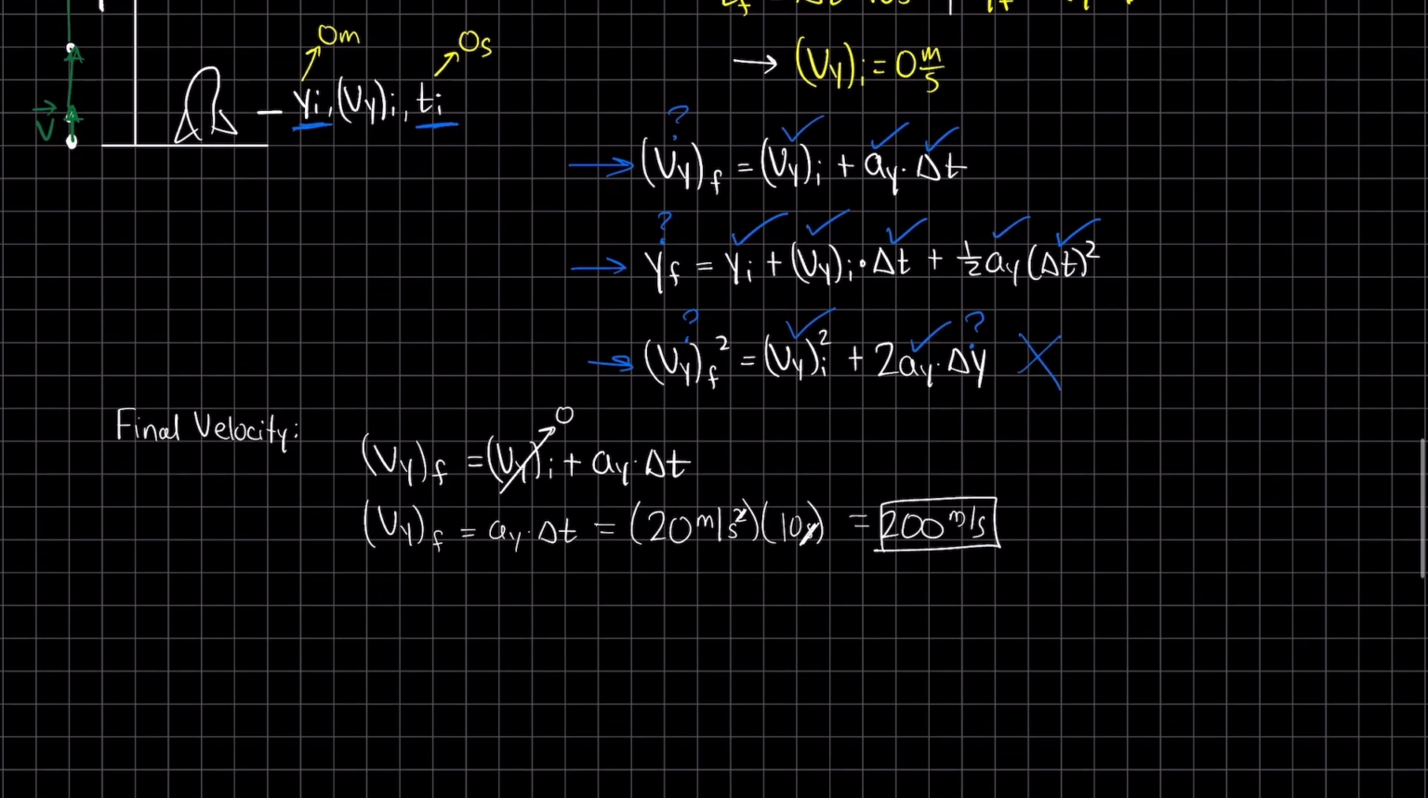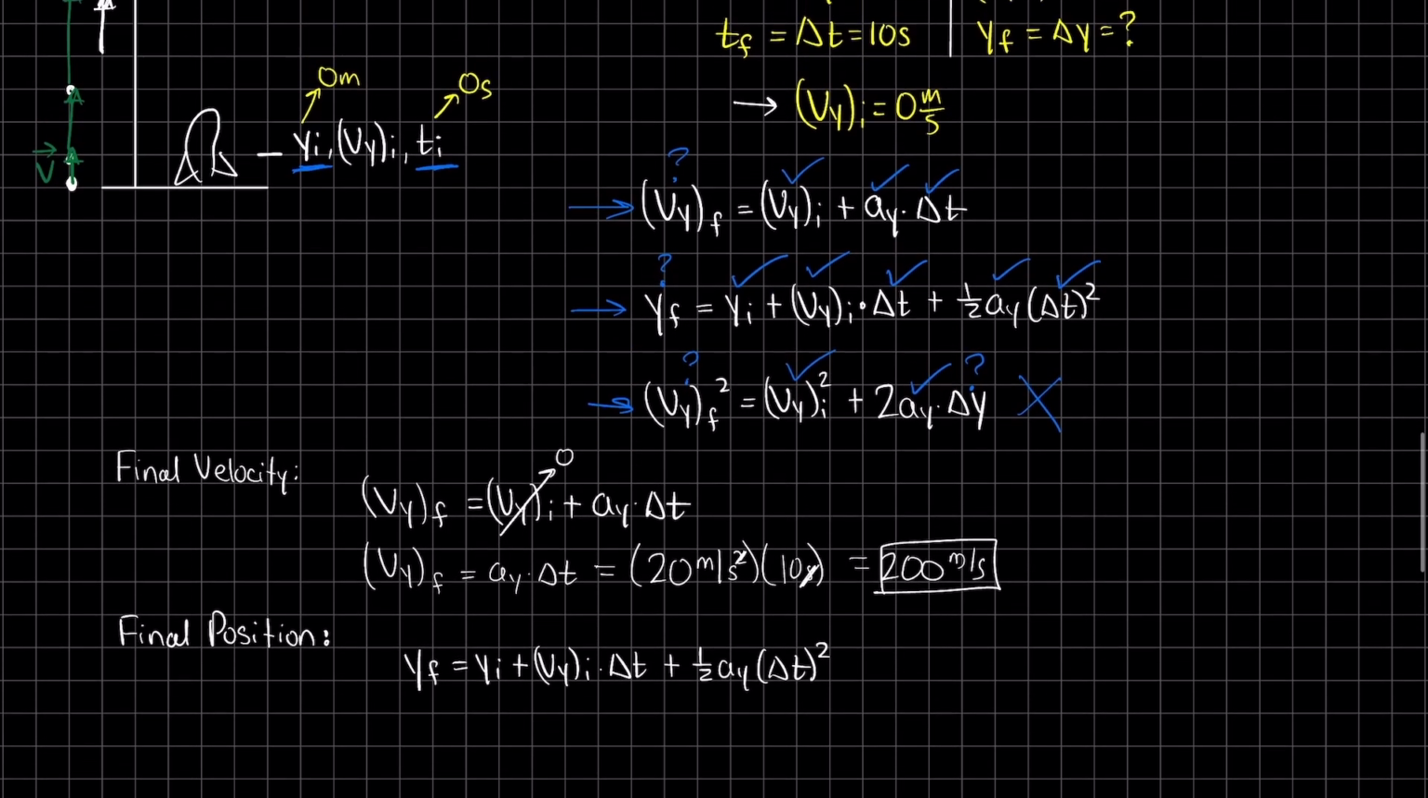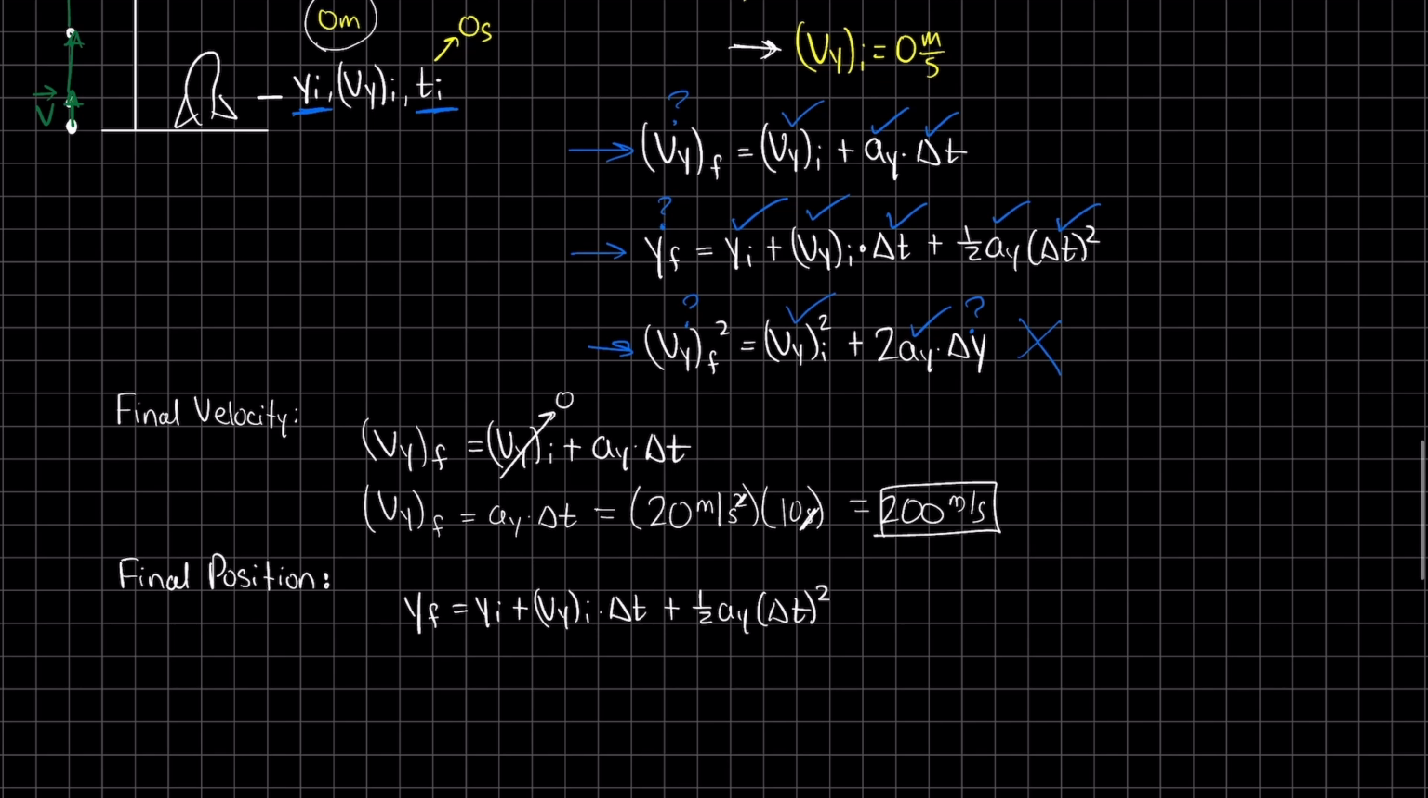Next, let's use the second formula to solve for the final position. Okay, so let's look back again. My yi is 0 right here. And also my vyi again is 0. So therefore, these terms right here are going to cancel out. And I cancel out this delta t because it's being multiplied right here by the velocity. So it's velocity times the time. So 0 times anything is still 0. And this is how my equation is going to look now.